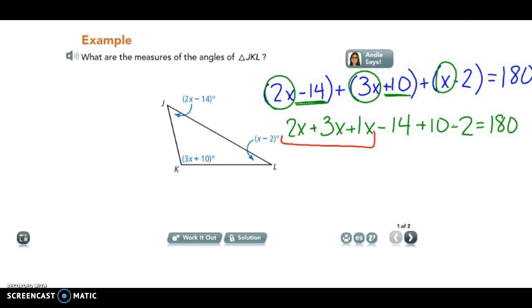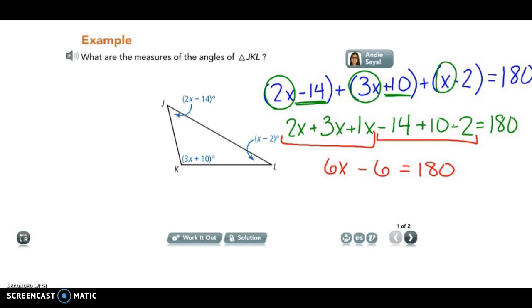Now we're going to actually add or combine the numbers that we have. Here together, 2x's plus 3x's is 5x's, plus 1x is 6x. And here we have negative 14, plus a negative 2 is negative 16, plus a positive 10 is going to be negative 6 total. If you're not sure, put it in the calculator. Negative 14 plus 10 minus 2, and you'll see that it equals negative 6.